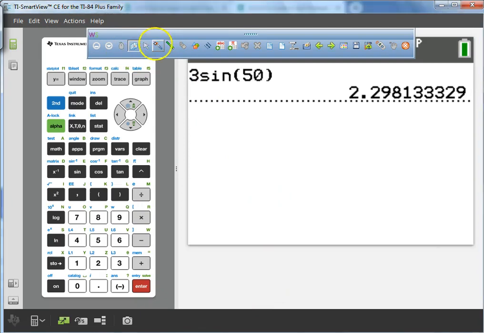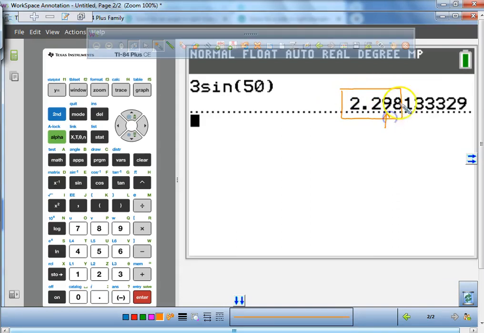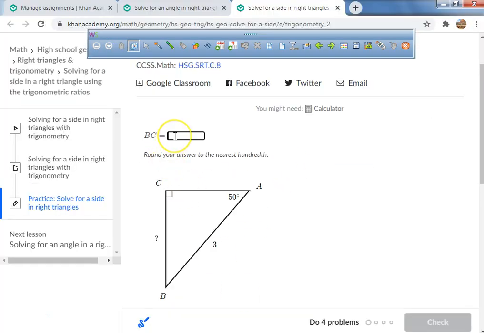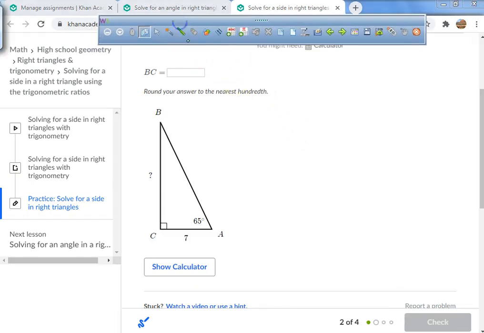If we wanted to round this to the nearest hundredth, would you agree this is my hundredth place? But there's a number right here which would round that up. So I'm actually going to type in 2.3 on this particular one. You have to make sure you round it correctly. So we're going to type in 2.3. Nailed it.